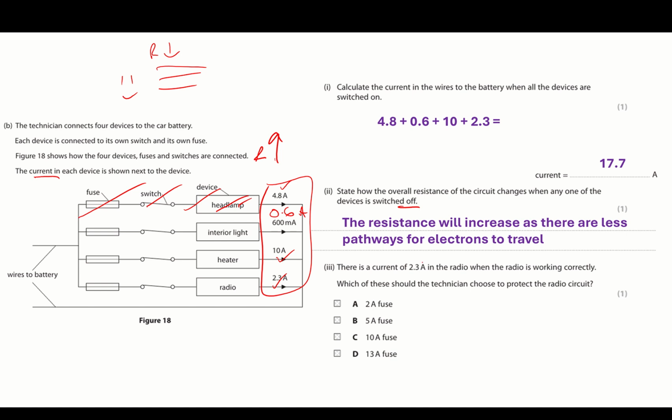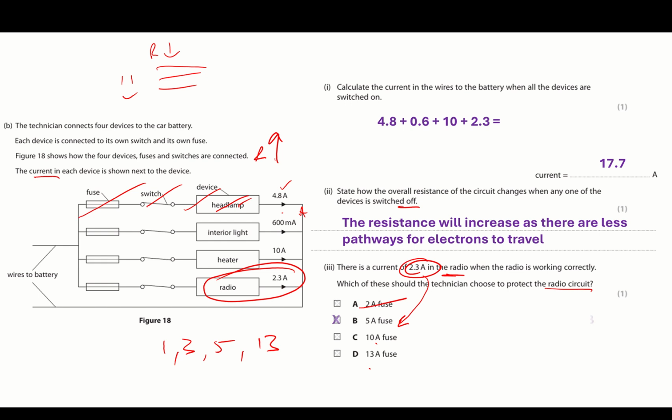And it also says there's a current of 2.3 in the radio. So let's delete this. There we go, there's the radio. Which of these should the technician choose to protect the radio circuit? So our choices are 1, 2, 3, 5 and 13 amps, and we should always pick the one that's closest and above. So 2 won't work, that will melt every time. 5 will work and is the best, it's the closest, given a choice of 10 and 13, and it's above the operating current. So B.